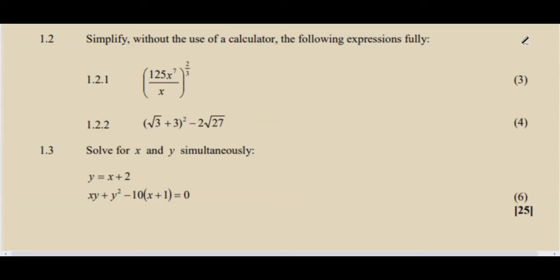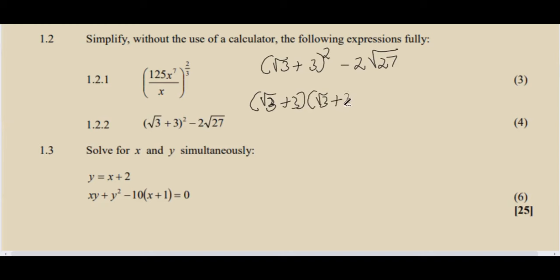Okay, then let's look at 1.2.2. So this one is surds. So we have (root 3 plus 3) squared minus 2 root 27, right? Now, one thing that we see with this one is that we have to first expand. So that's (root 3 plus 3) times (root 3 plus 3), then minus 2 root 27.